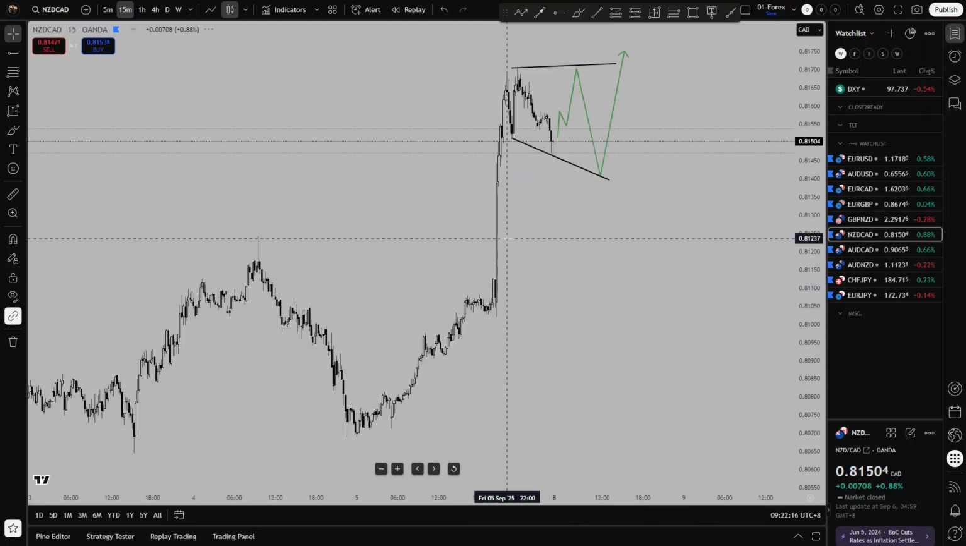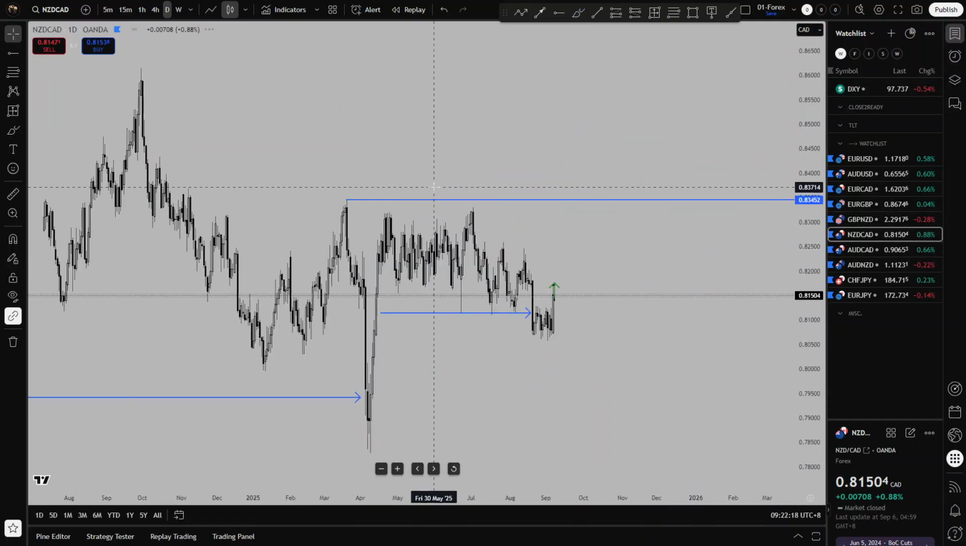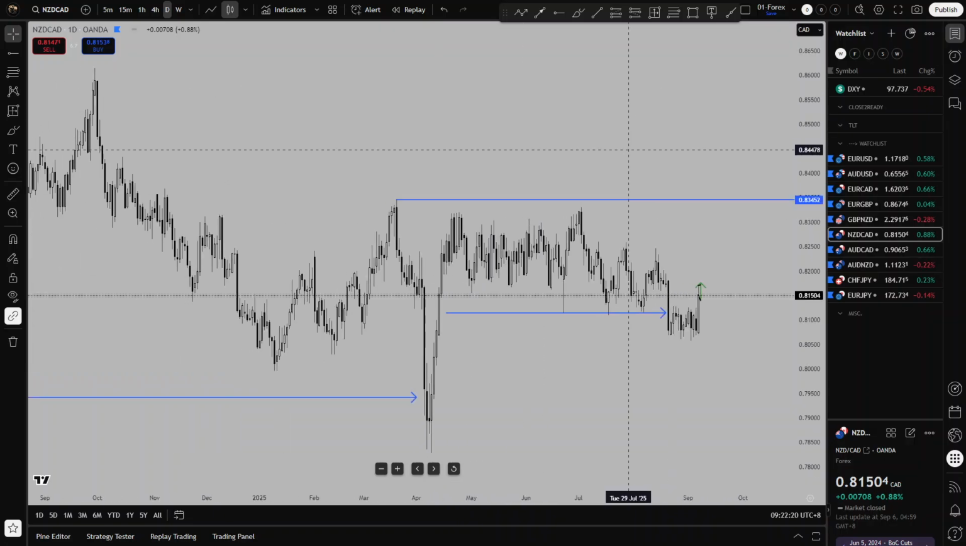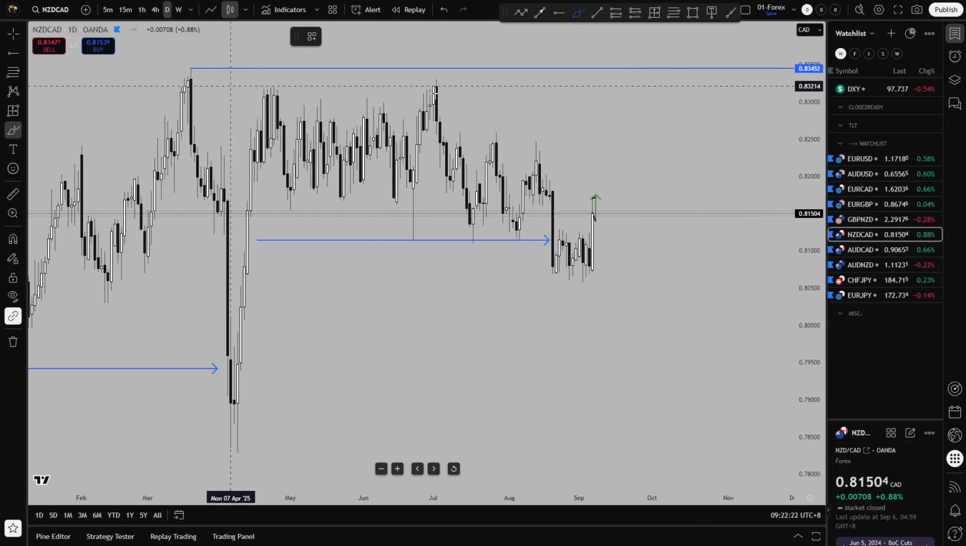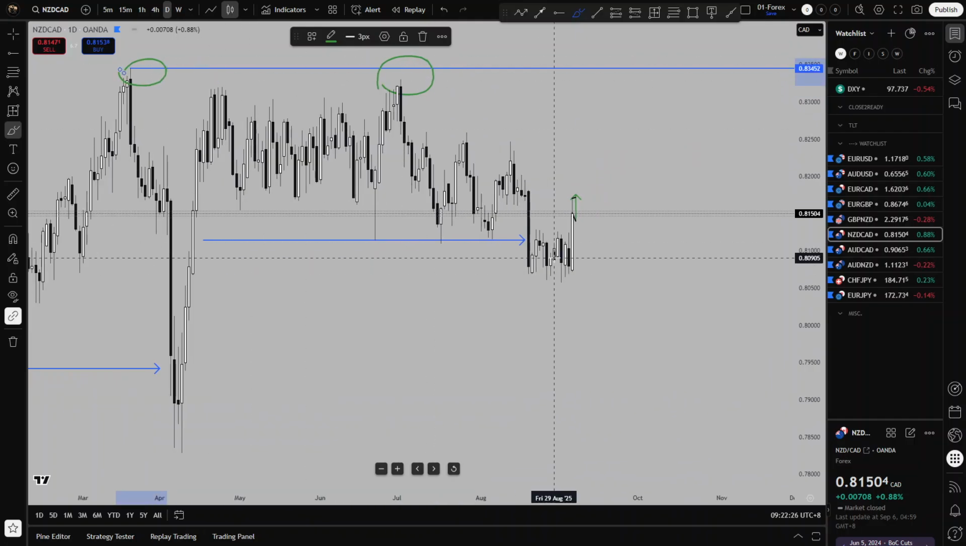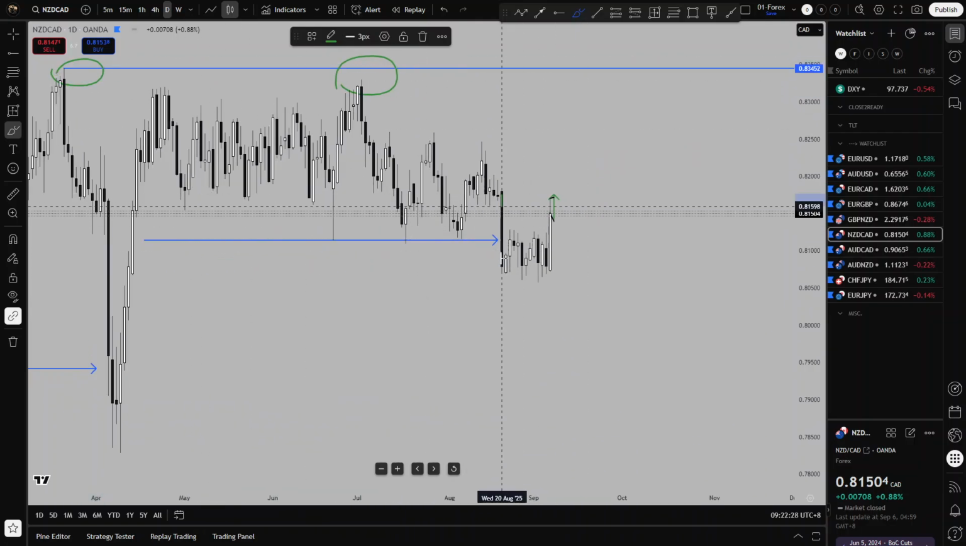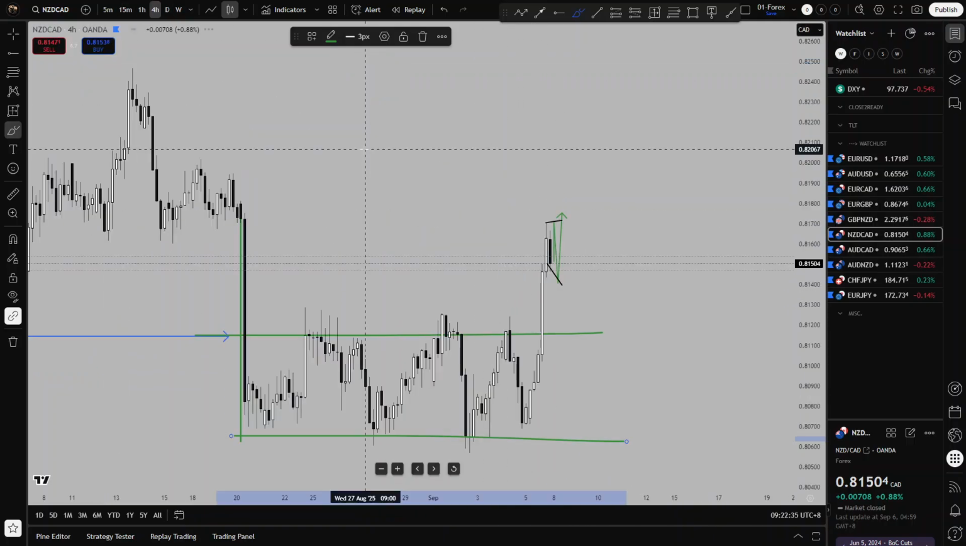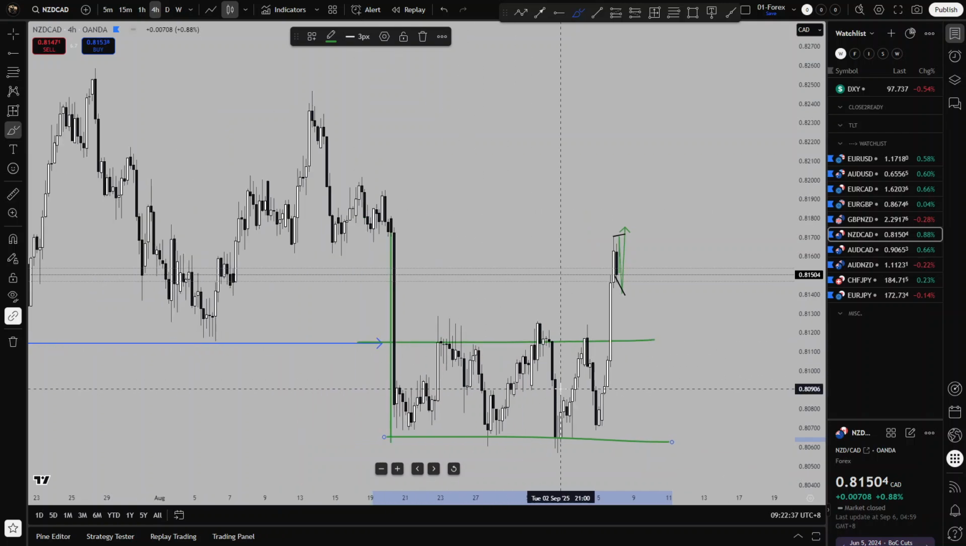New Zealand dollar Canadian on the daily time frame. We were looking for shorts here. We said overall it makes sense for price to close the gap here to this high, but then we were looking after price finally broke below and started to form here consolidation. We were looking for shorts in this area. Unfortunately, we did not get any shorts here.